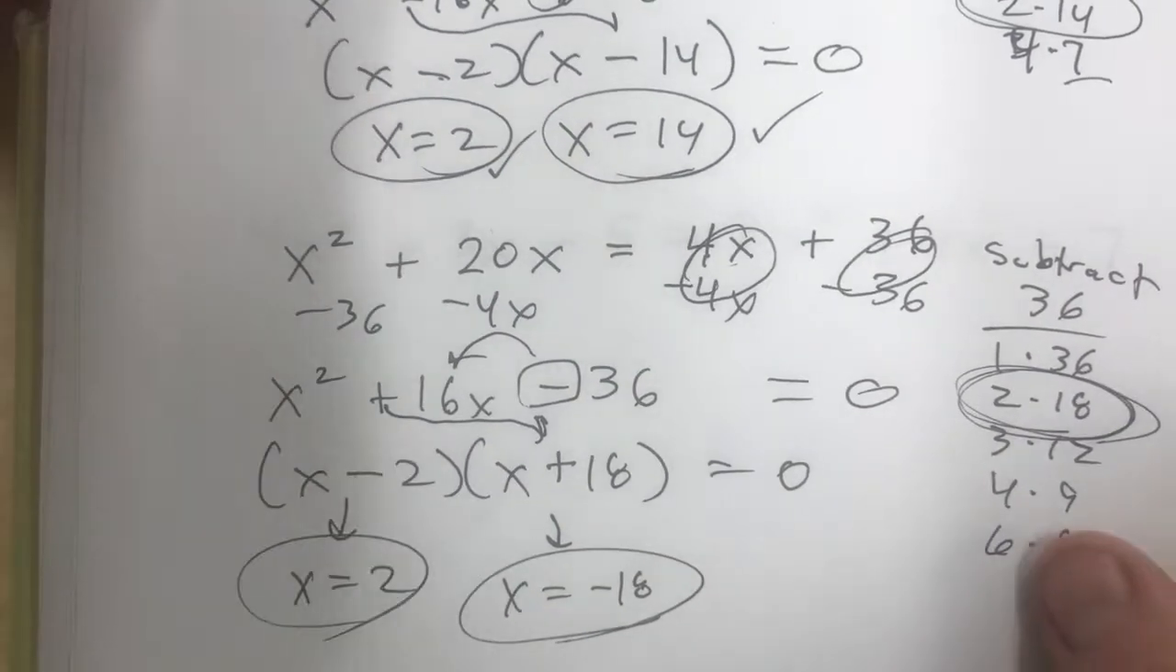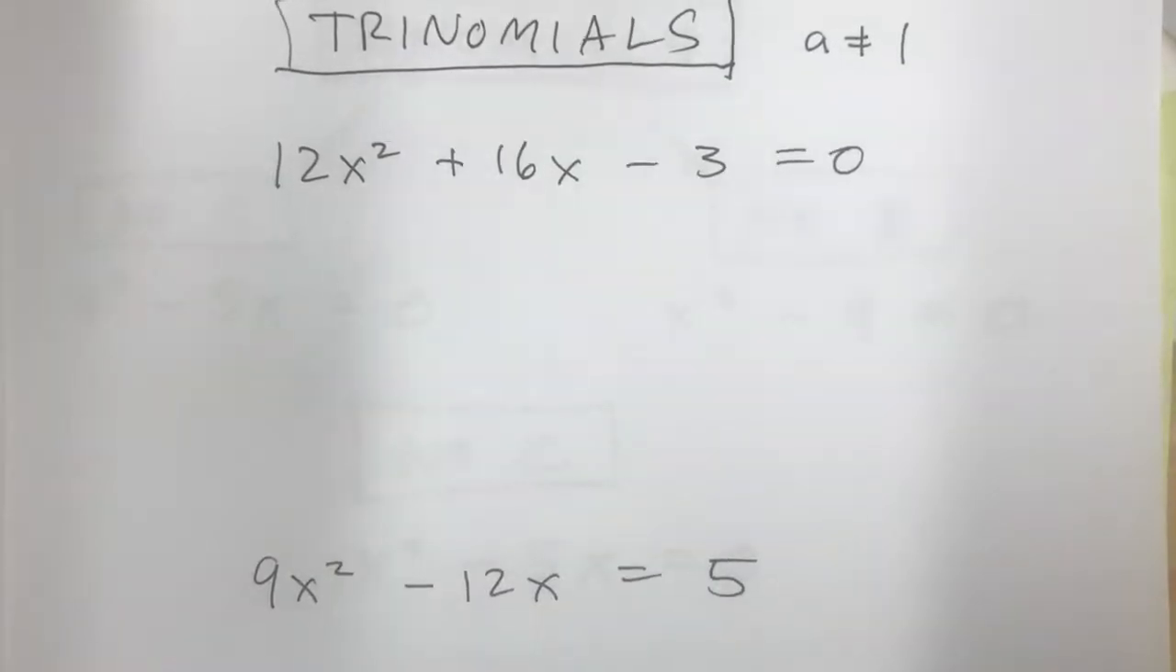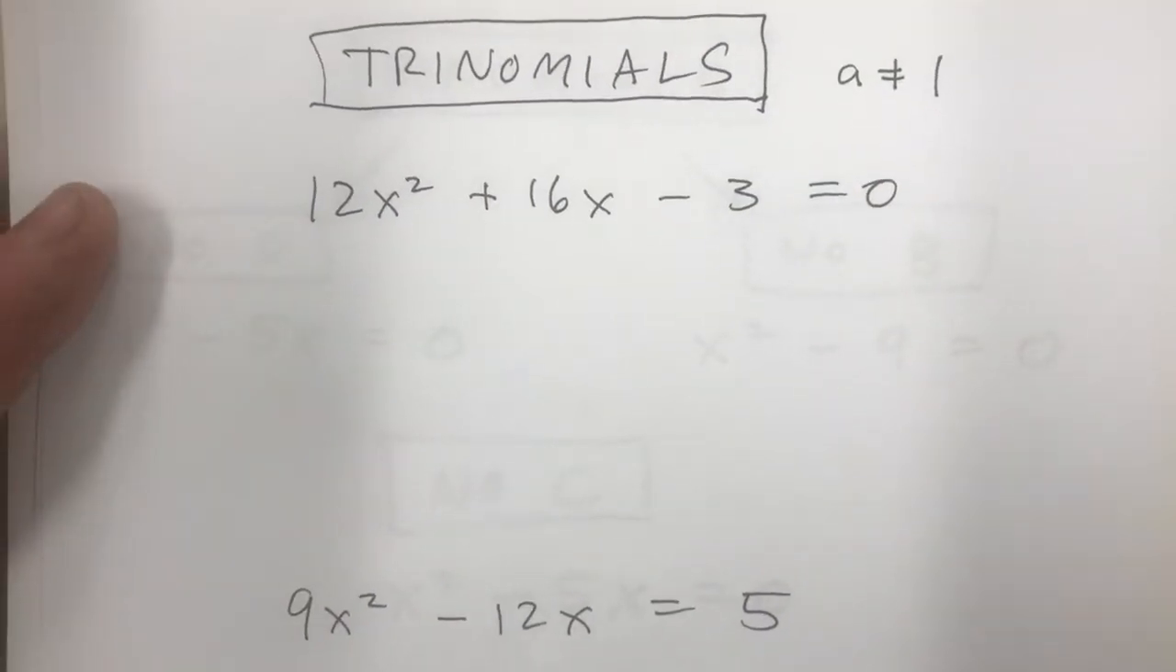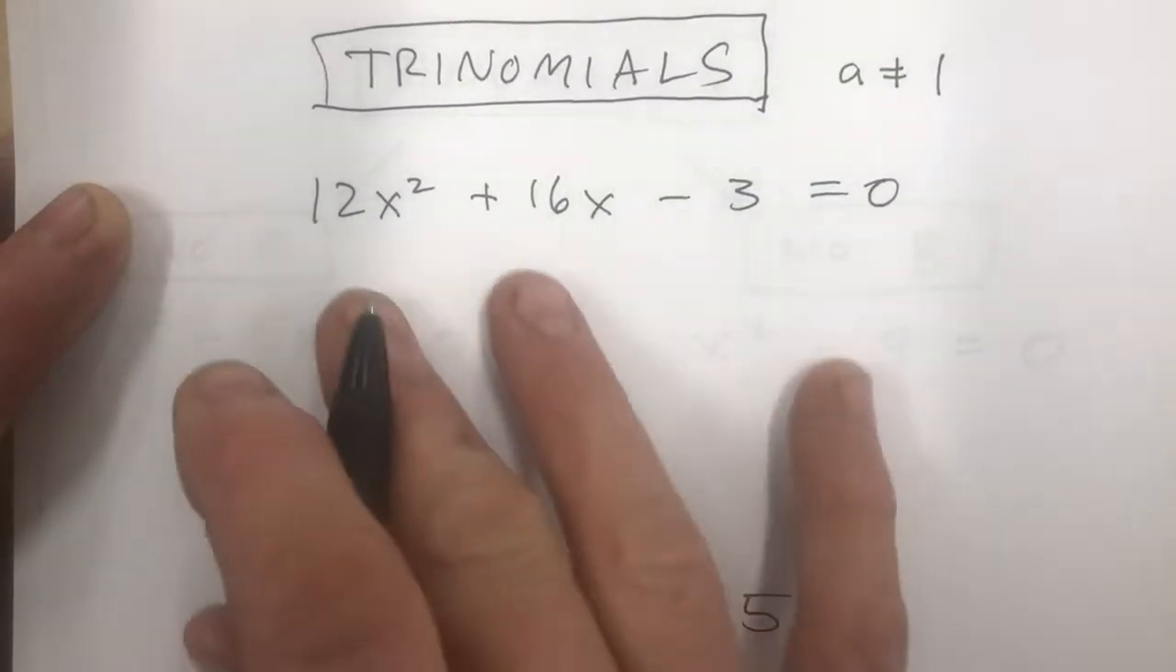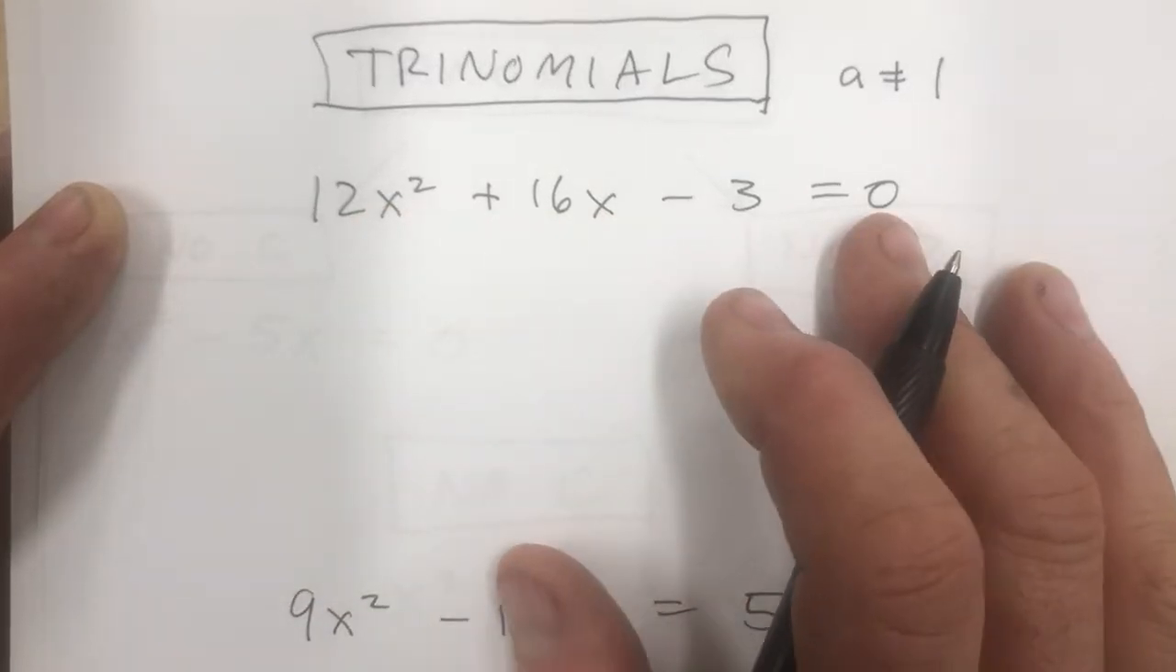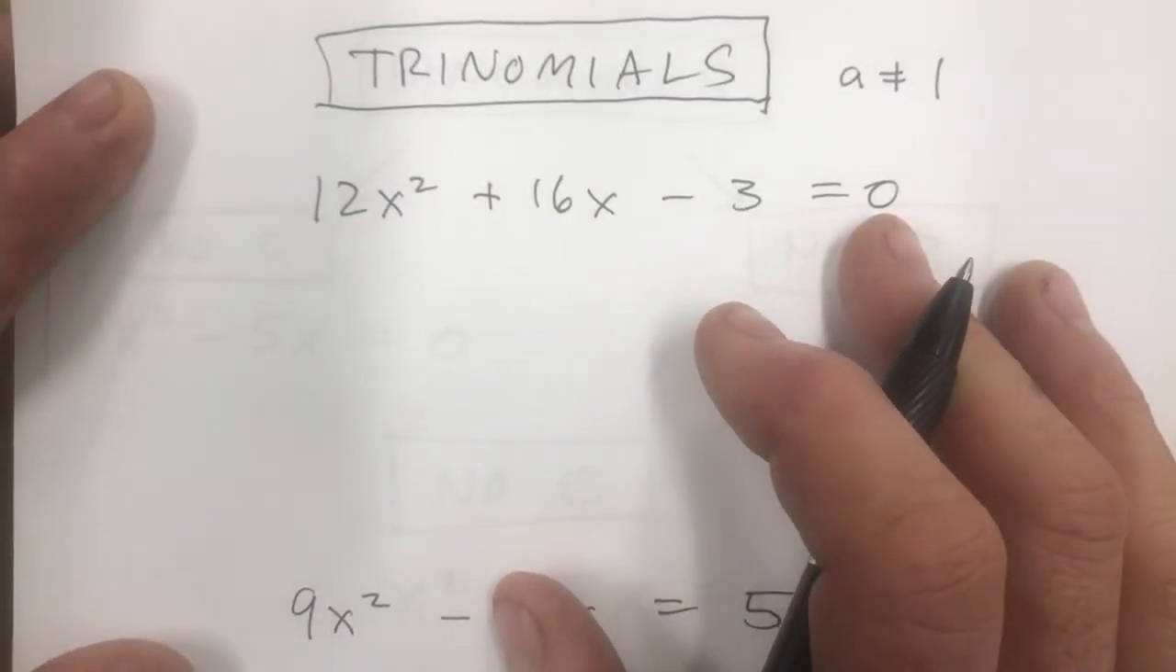All right, I'm not going to check this one this time. Let's move on. Now, what about trinomials where a does not equal 1? Like in this one here. Now, look, it already equals 0. It has to equal 0 every time, whether the a is 1 or not.